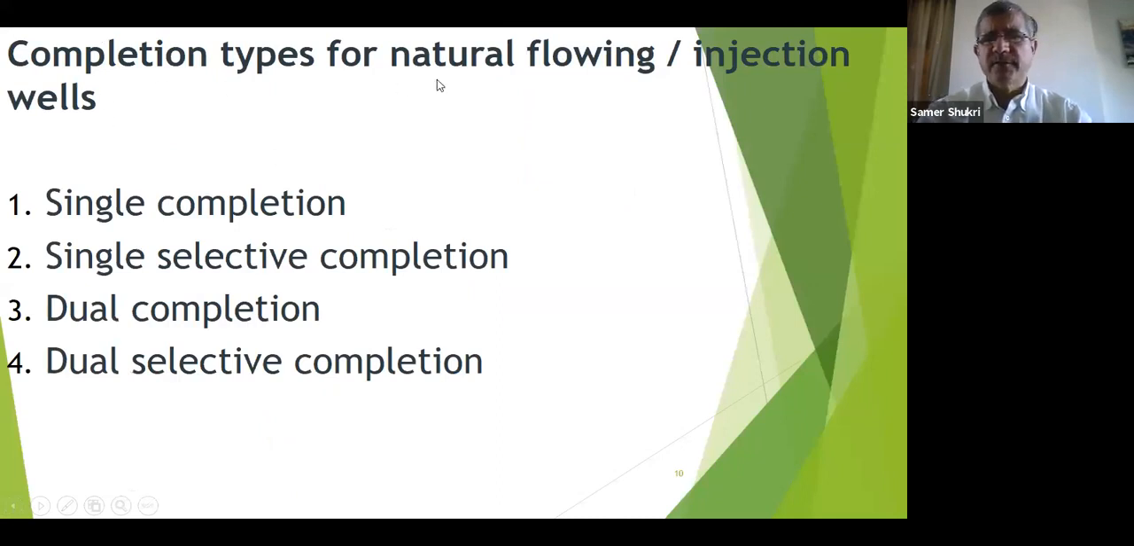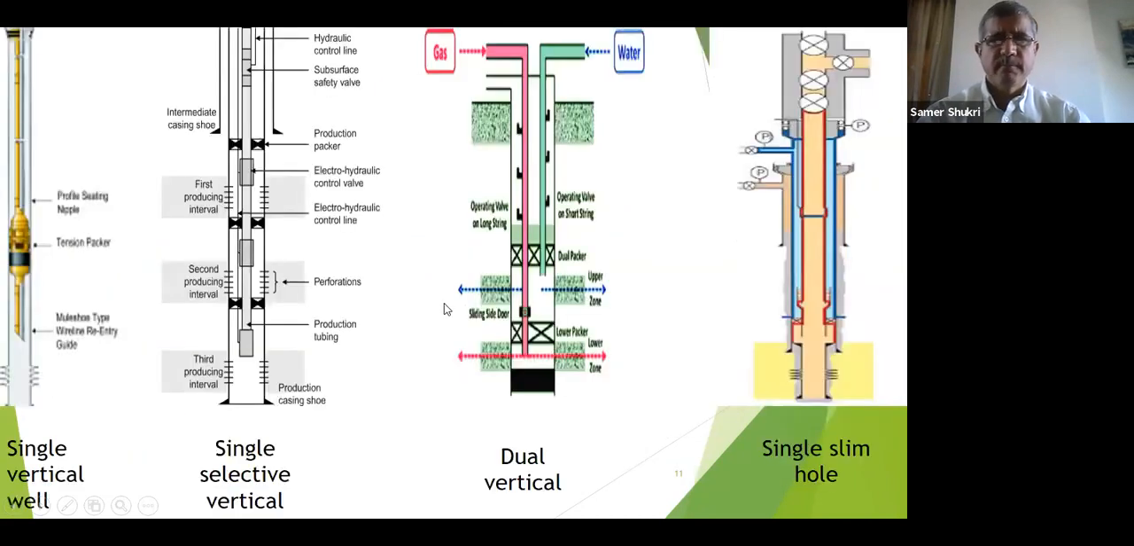Completion types for natural flowing and injecting wells. We have single completion, single selective completion, dual completion, and dual selective completion. We see them in the next slide. You see them like this. The first one on the left, we call it single vertical completion. You see it? The inclination is almost 0 to 5 degrees maximum.